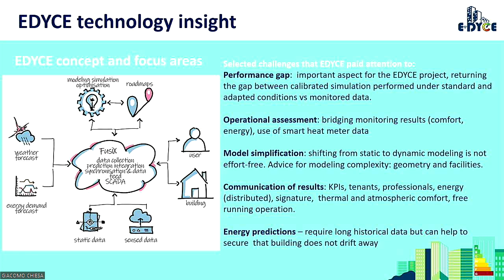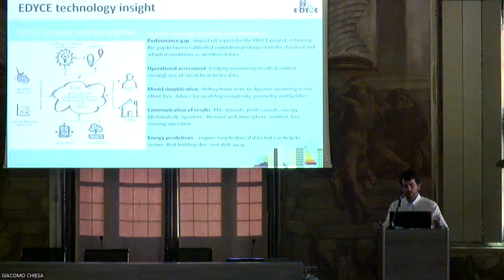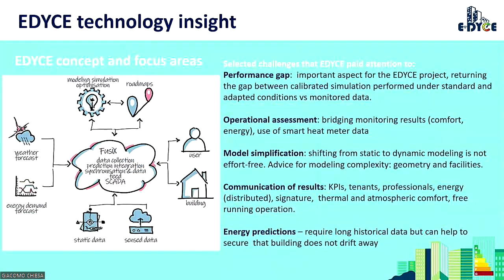Another challenge was the communication of the results. So these are the KPIs and DEPC. Here we have identified 4 areas of the results, which are the energy signature, thermal and atmospheric comfort, and free running operation of the building. And then each of these areas has several KPIs that were identified.